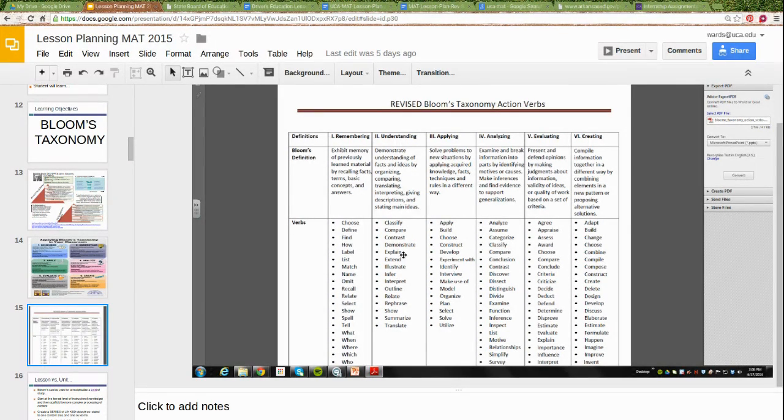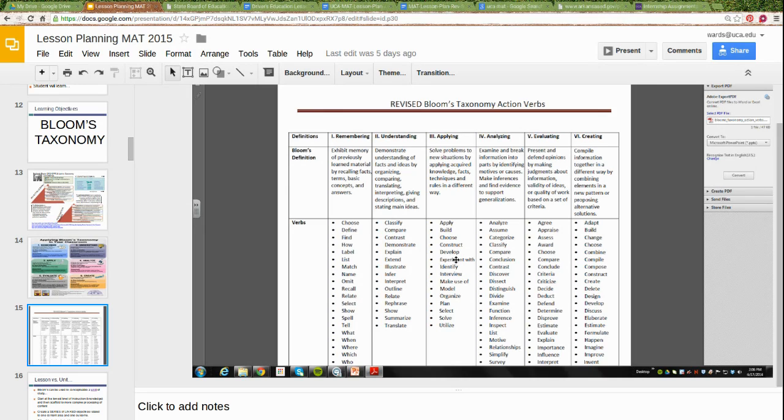Although some of these verbs are used in multiple lists, as you move across the list, the verbs become more challenging. But I will just warn you, this is not a list of measurable verbs. It's just a list of taxonomy action verbs. I would suggest for your very first lesson that you stick to clearly measurable verbs. Identify, explain, define, maybe compare and contrast, things like that.